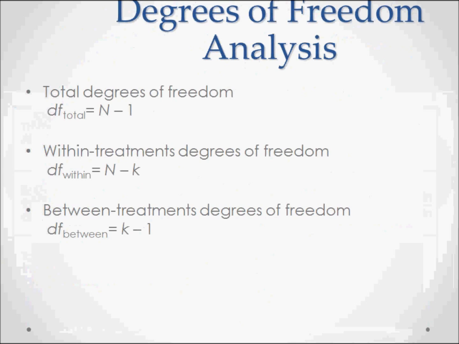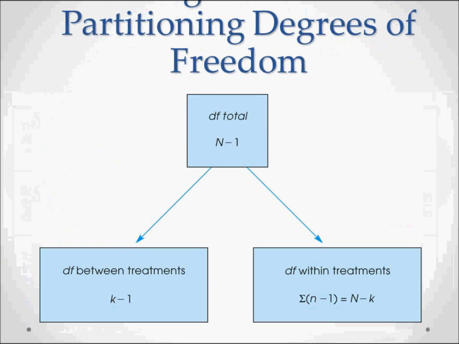Your degrees of freedom formulas are pretty straightforward. Make sure you recognize big N is the total number of people in your sample, and K is the number of groups. And these add together as well. Between plus within equals total.